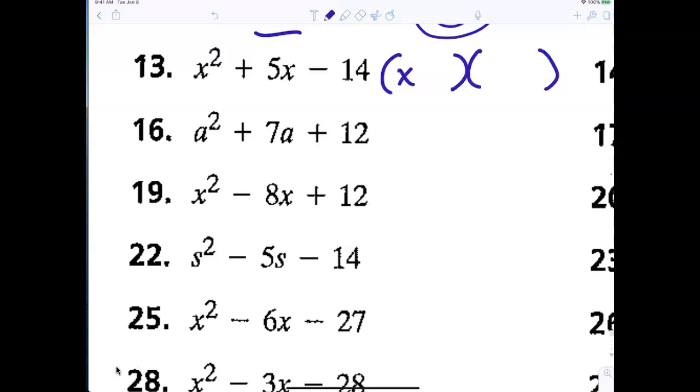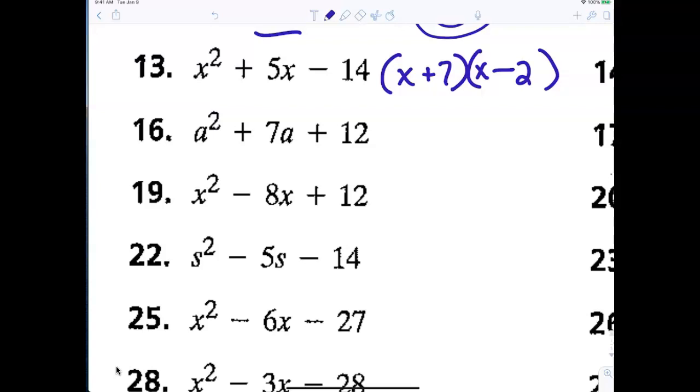Yes, girl. What are the factors of 14? Does that make 5? No. What else is the factors of 14? 7 and 2. Okay, but yeah, so here we go. So how do I make that a 5? Negative 2. Yes, and then plus. Yeah, come on. See, I'm telling you, it's easy.